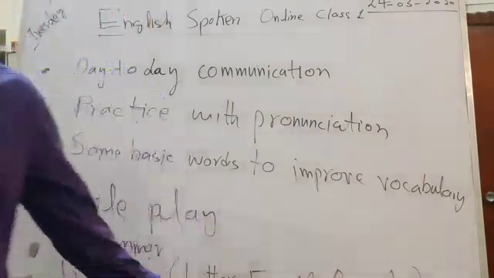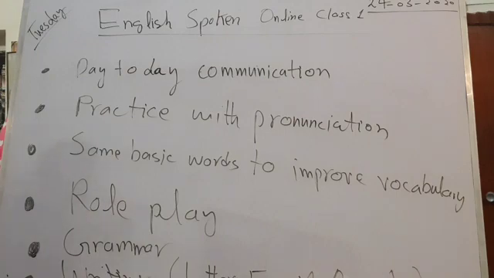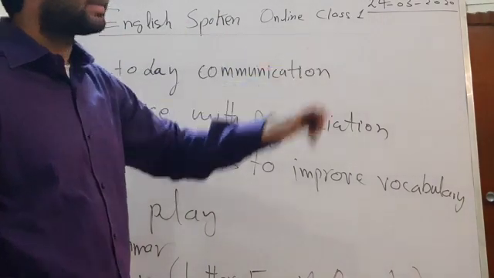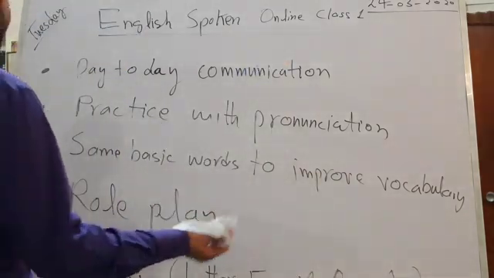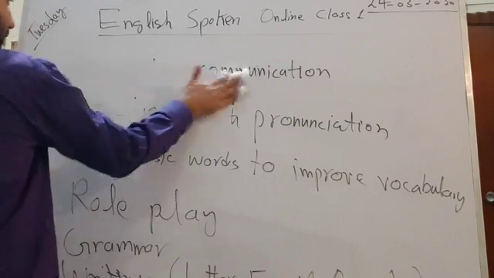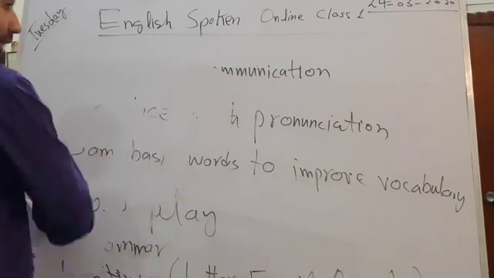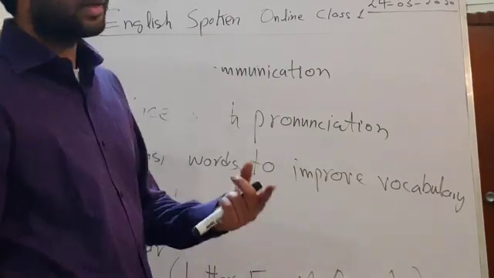So this is a basic overview of what we are going to study in the English spoken online class, and this is class 1. As we move further, there will be 2, 3, 4. So, in short, you have all written it. Yeah, important thing to say.